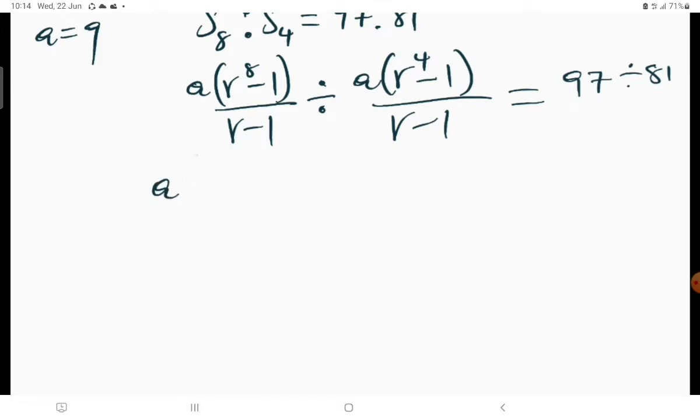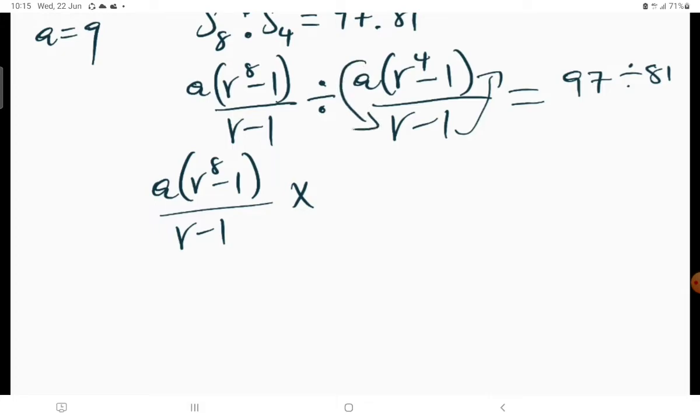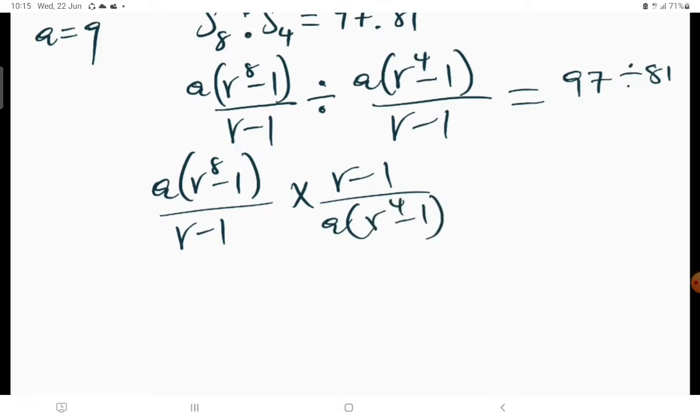So what are we having? We have a, 2, times r to the power of 8 minus 1, all divided by r minus 1. Then, when you multiply, you just interchange this. What was on top becomes the bottom. So now we're having r minus 1 divided by a times r to the power of 4 minus 1. This is equal to 97 over 81. We're still following the ratio that was given.